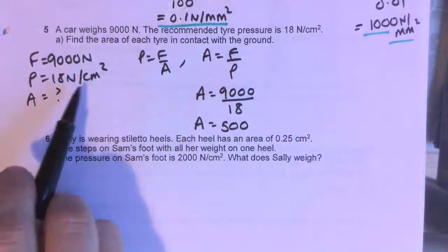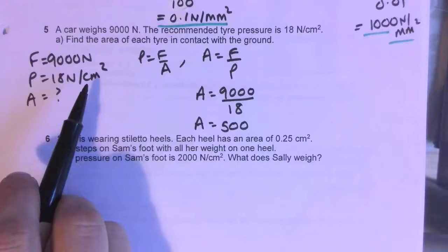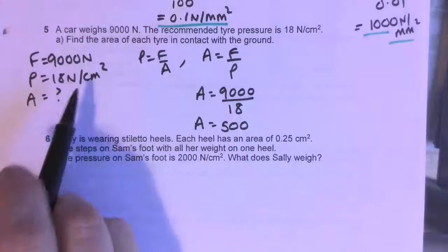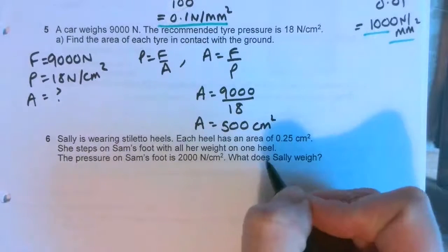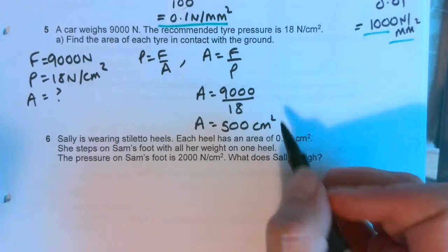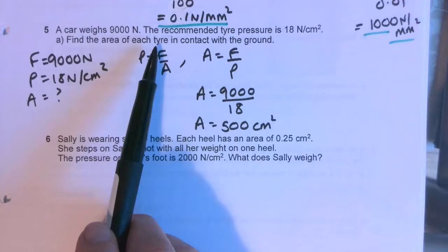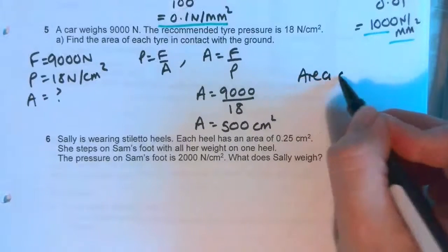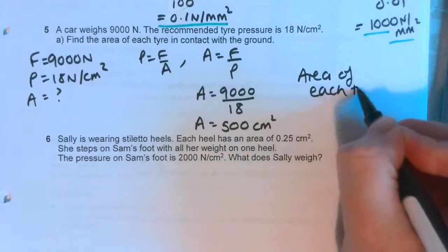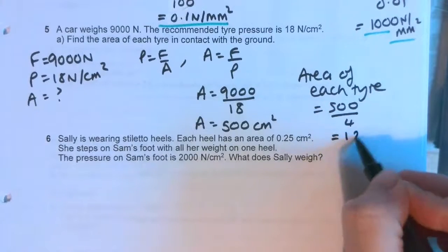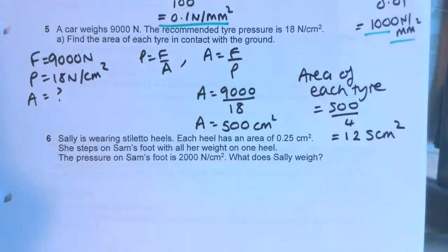Now our unit is going to be centimetre squared, because see the way our pressure was in newtons per centimetre squared. That means that's what our area is going to come out in. So 500 centimetres squared. But that is for all 4. So the question had asked the area of each tire. You have to divide that to get the area of one tire. So the area of each tire is 500 divided by 4 is 125 centimetres squared.